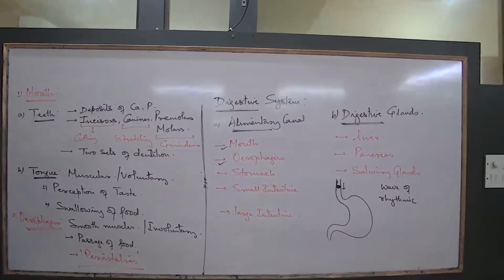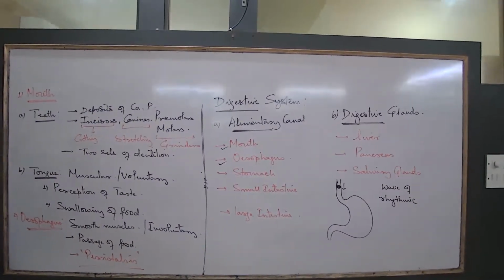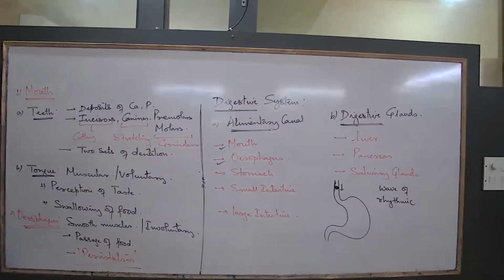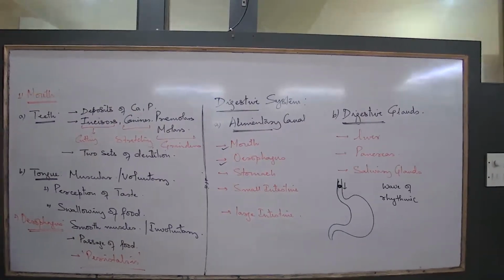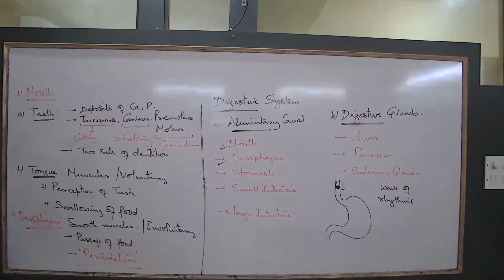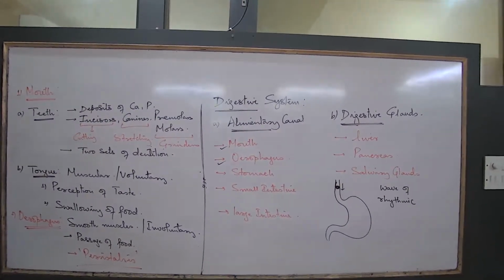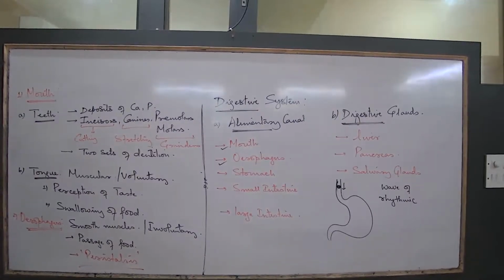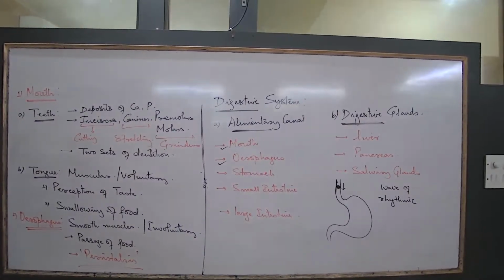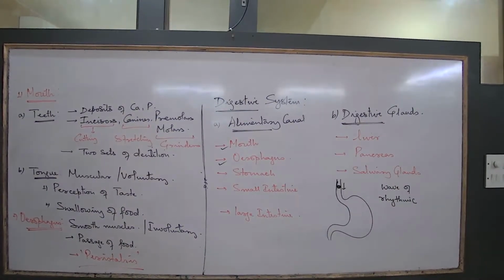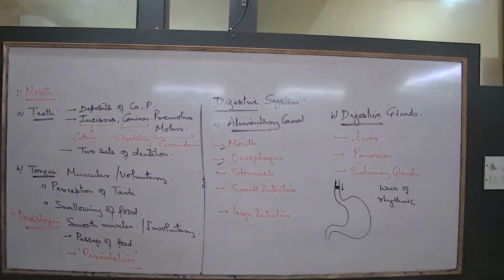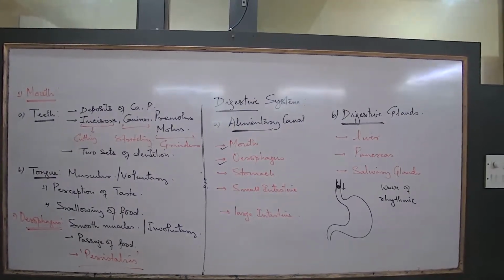Because I just now mentioned, peristalsis does not happen only here. It happens in the stomach also. It happens in the small intestine also. It happens in the large intestine also. In the entire alimentary canal, except for the mouth, rhythmic contraction and relaxation happens. What is this rhythmic contraction and relaxation known as? Peristalsis. Did you understand?